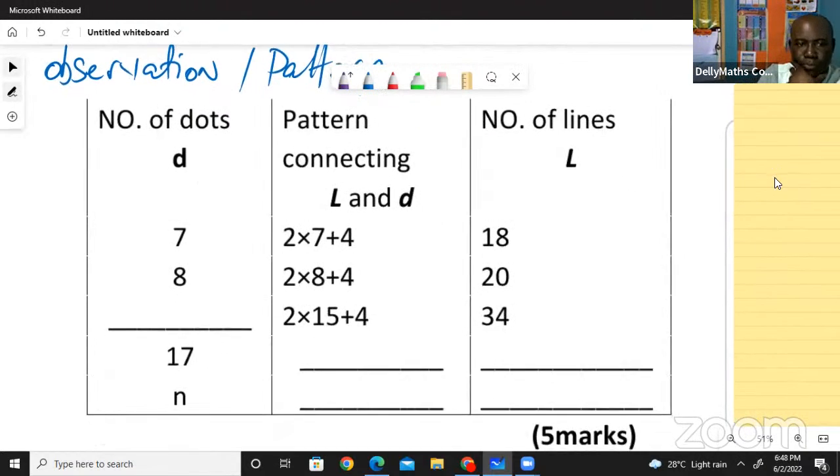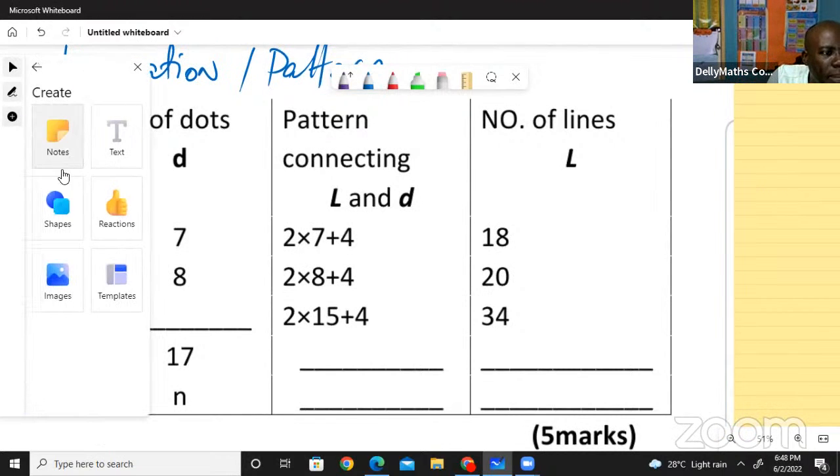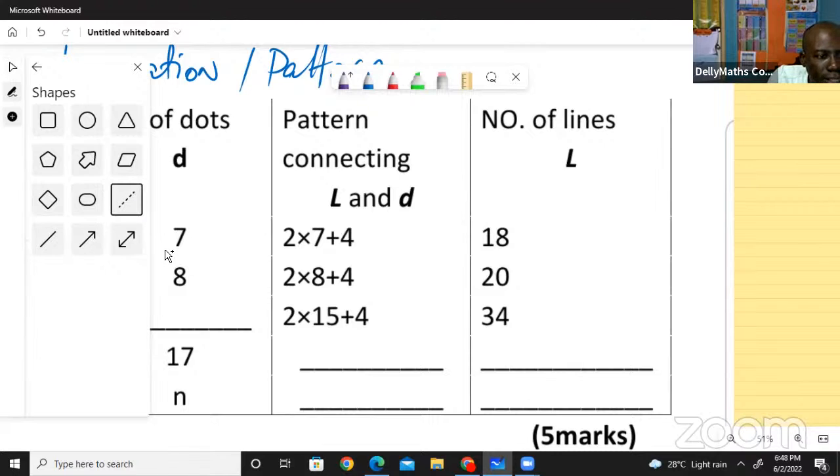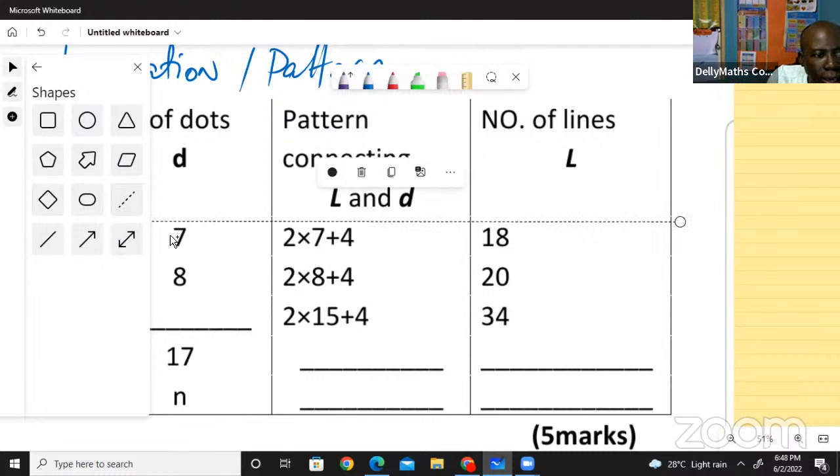All right, let's go. Let me put these in their own little boxes. So I'm going to draw some lines for us so that we could see what's going on. All right, let me just draw some lines. I'm just putting some lines so we could see what's going on.